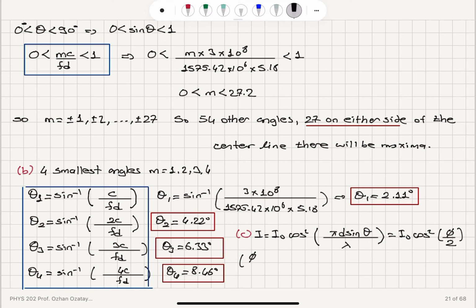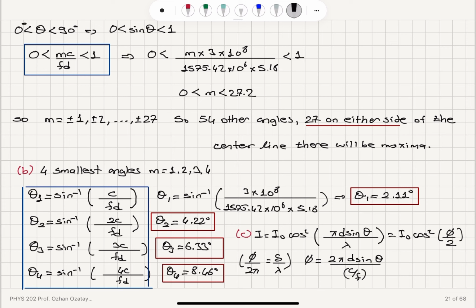And if you remember, phase difference divided by 2 pi is path difference divided by one wavelength. So path difference is d sine theta. It's 2 pi d sine theta over lambda, but that's divided by 2 becomes pi d sine theta over lambda. So the phase difference is 2 pi d sine theta over lambda, where lambda is basically equal to c over f.